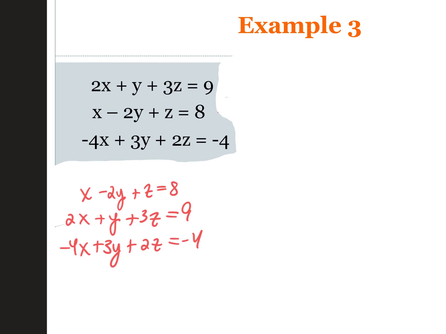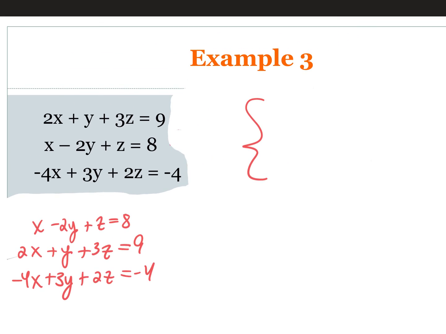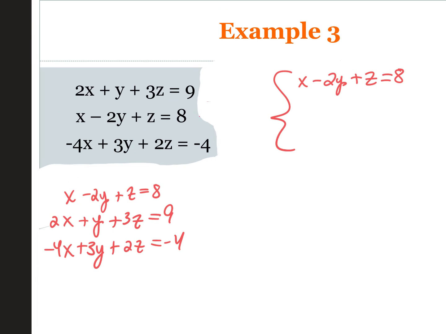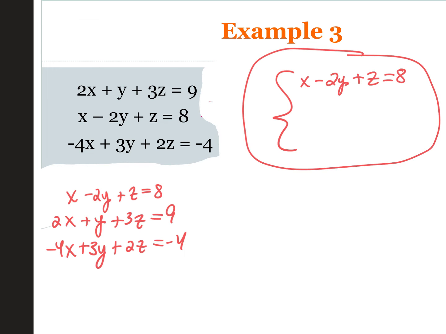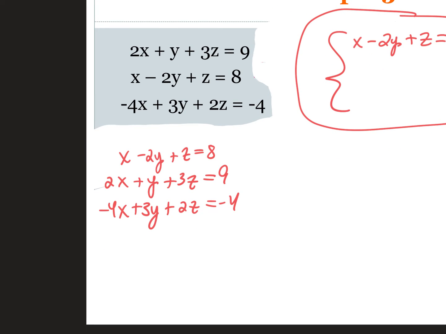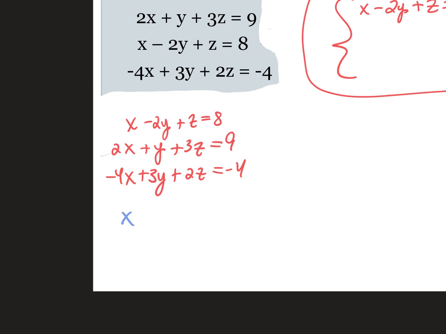So again, I'm going to start off with my first equation is x minus 2y plus z equals 8. Okay, my second equation up here in my little bracket here should say y and z. So I'm going to take first and second, x minus 2y plus z equals 8, and 2x plus y plus 3z equals 9. And what am I going to do? Eliminate what letter?